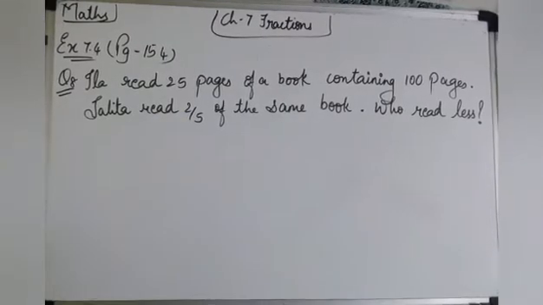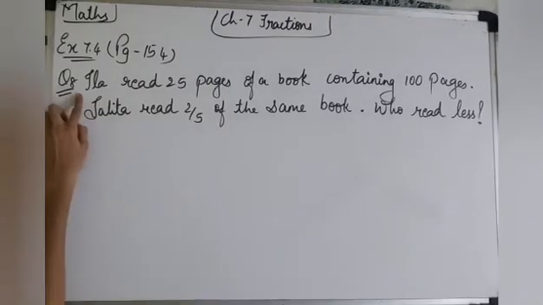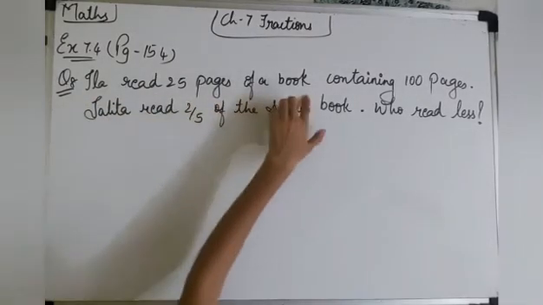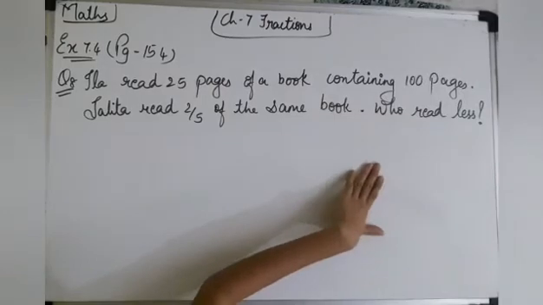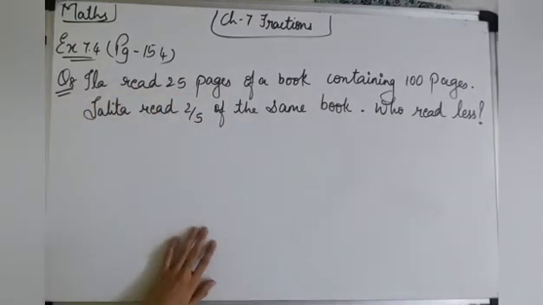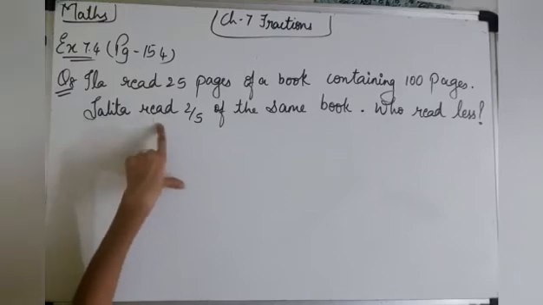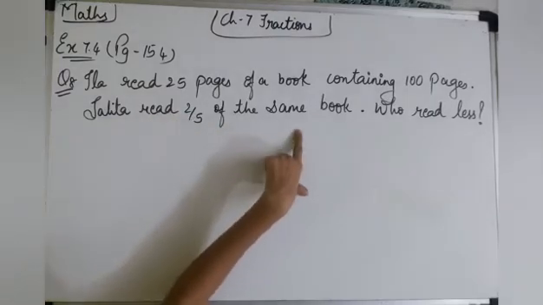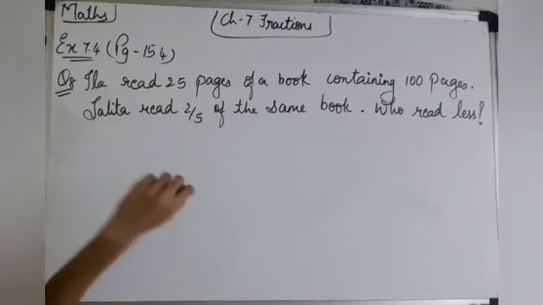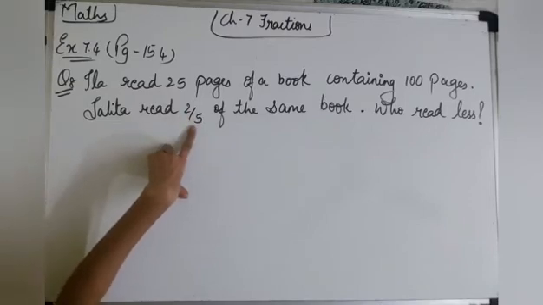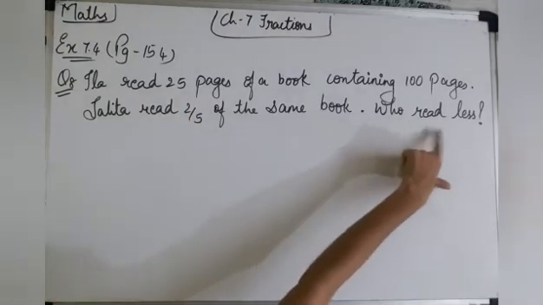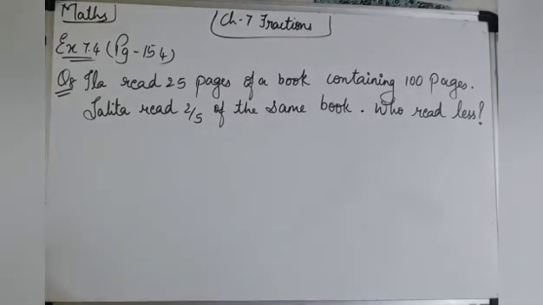In question number 8 of exercise 7.4 from the page number 154, here the problem sum is given. Ila read 25 pages of the book containing 100 pages. Okay, 100 pages book is there and Ila has read 25 pages. Lalita read 2 by 5 of the same book. Lalita is the friend of Leela and she has also read the same book, but 2 by 5 she has read. So who read less? That we have to find it.